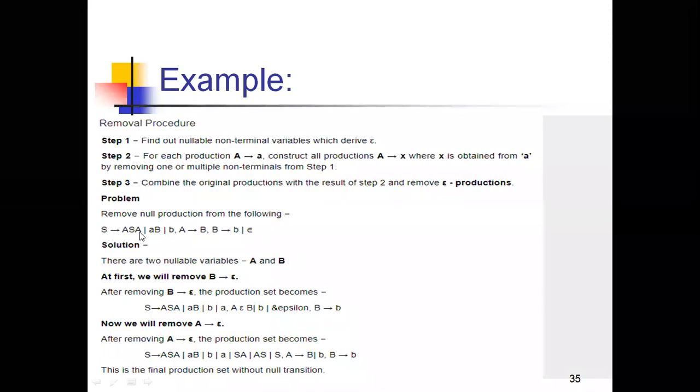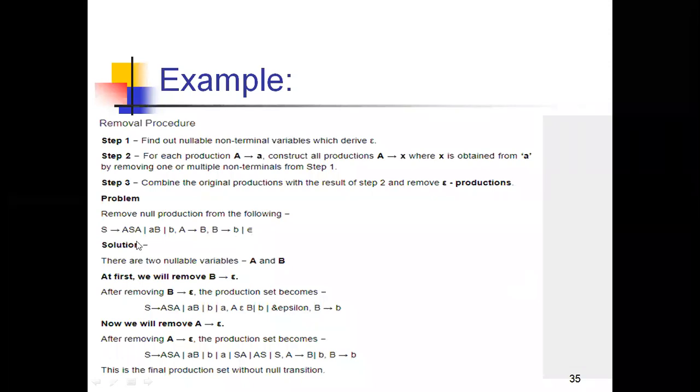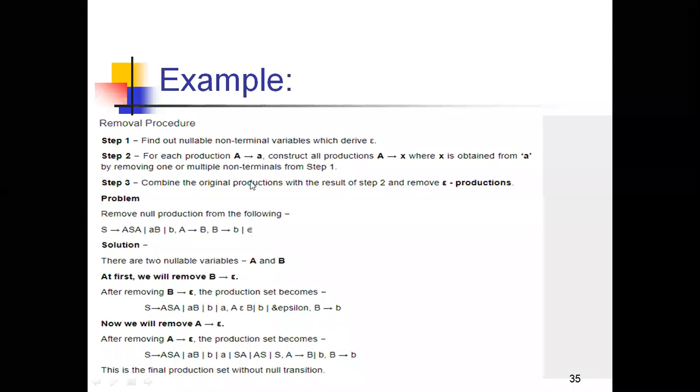S tends to ASA or AB or B. S is having three rules: ASA, AB or B. A is having one rule: A tends to B. B tends to B or epsilon, right? And here the only thing that we're doing is removing the nullable variables, right? We're removing nullable variables.